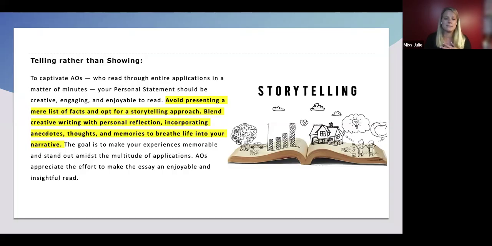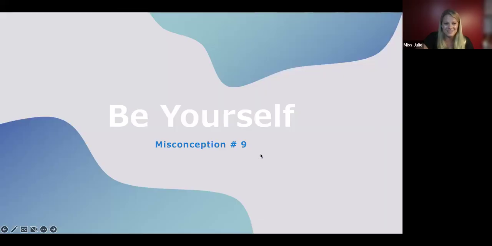But the goal is to make your experiences memorable, to stand out amidst a multitude of applications, right? And admissions officers appreciate the effort to make it an easy and enjoyable and insightful read. So remember, with storytelling in general, whether it's a narrative or any creative writing piece, you want to show rather than tell. We are almost there.